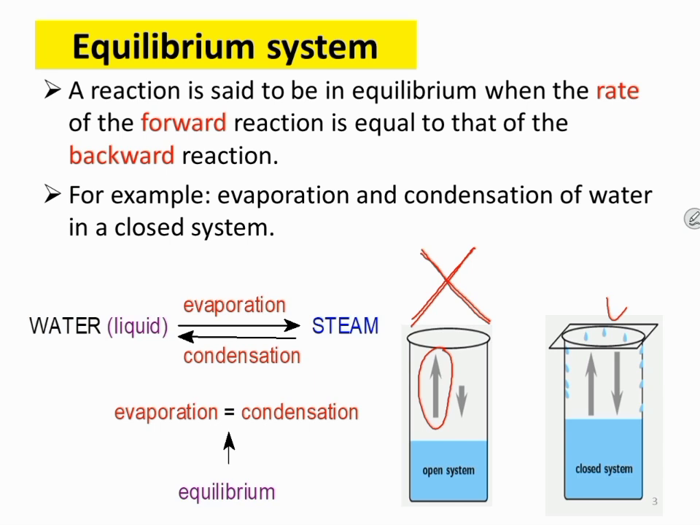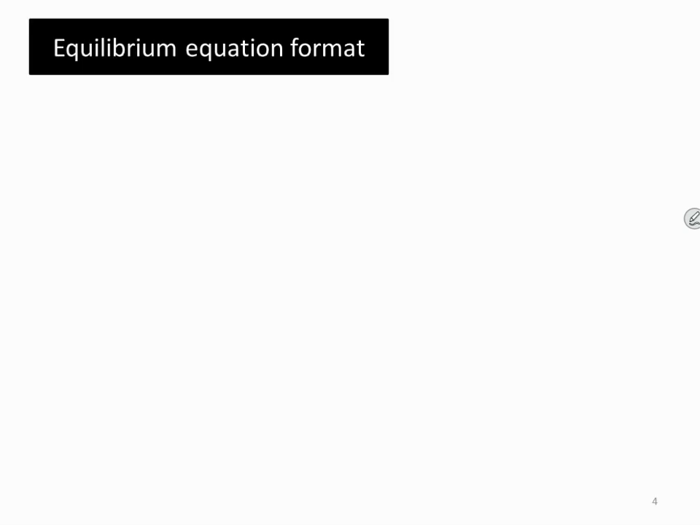Why? This is an equilibrium system because the rate of evaporation is equivalent to the rate of condensation. I come back again, the rate of evaporation is equal to the rate of condensation. You say yes, the system is in an equilibrium system. The system is exhibiting equilibrium.